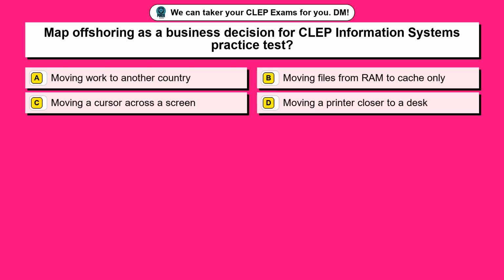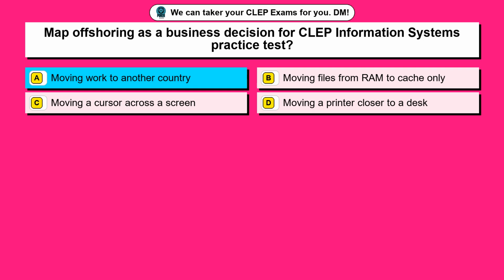Question 97. Map offshoring as a business decision for CLEP Information Systems practice test. Option A. Moving work to another country. Option B. Moving files from RAM to cache only. Option C. Moving a cursor across a screen. Option D. Moving a printer closer to a desk. The correct answer is option A.